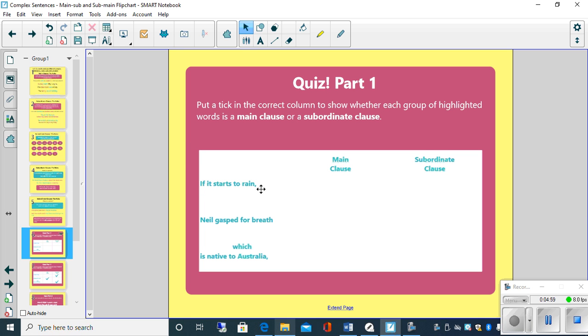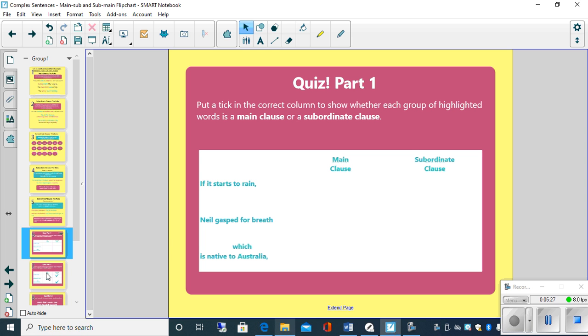If it starts to rain, is it a main clause or is it a subordinating clause? Neil gasps for breath. Is it a main clause or a subordinating clause? Which is native to Australia? Is that a main clause or subordinating clause? Just have a think to yourself. If you need to, just pause the video while you have a think, and which box would you tick before we go to the next slide to see what the answers were.